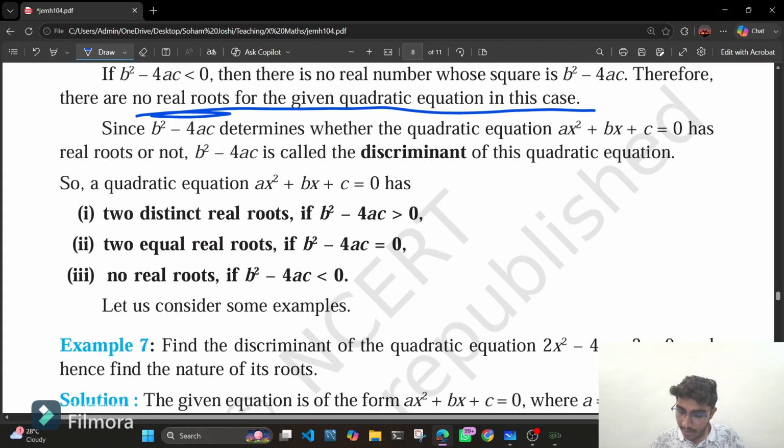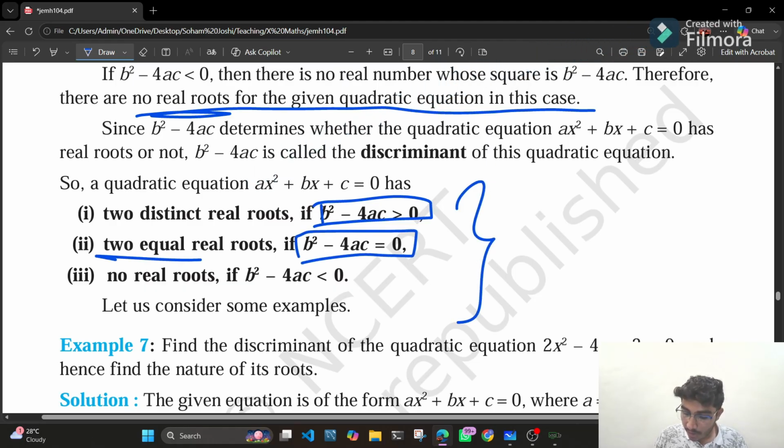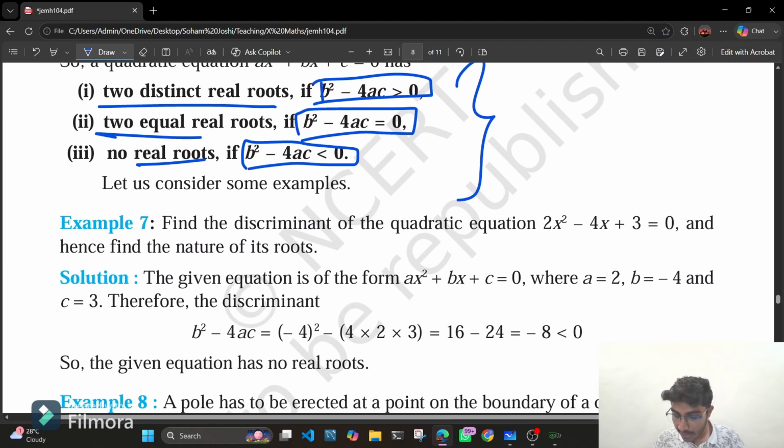Let's quickly summarize. If the discriminant is greater than 0, then we get two distinct real roots. If b square minus 4ac is equal to 0, then we get two equal real roots. And if b square minus 4ac is less than 0, then we get no real roots. I hope this is clear.